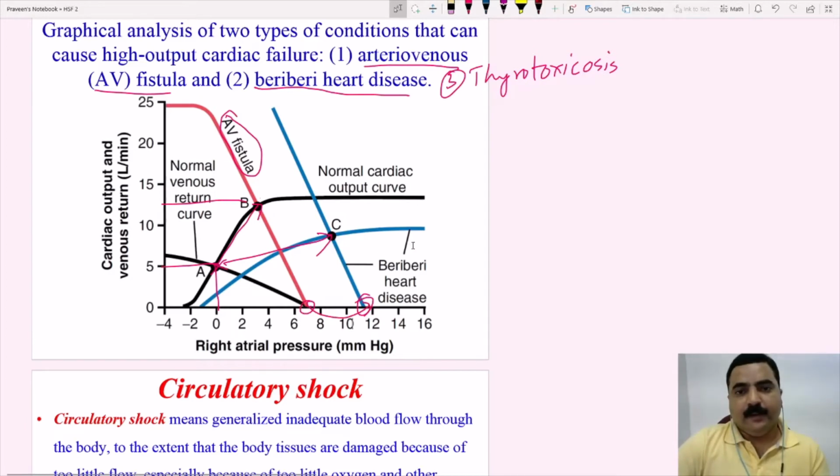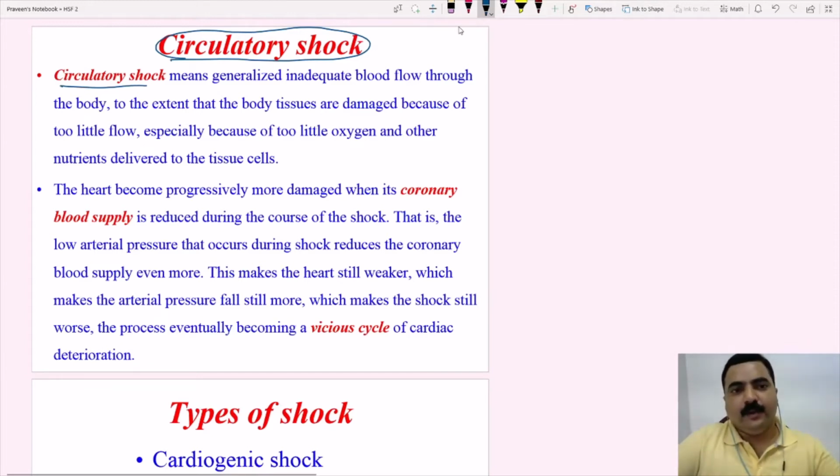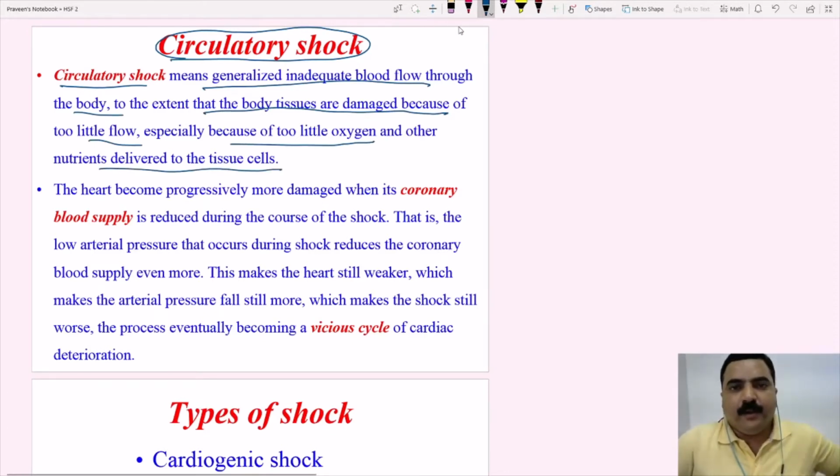Okay, now let's go to the next condition, called circulatory shock. Same as with heart failure, circulatory shock means a condition that is unable to provide blood to the tissues. It means generalized inadequate blood flow through the body, to the extent that the body tissues are damaged because of too little flow, especially because of too little oxygen and other nutrients delivered to the tissue cells.